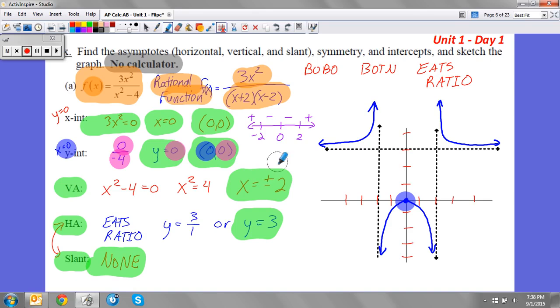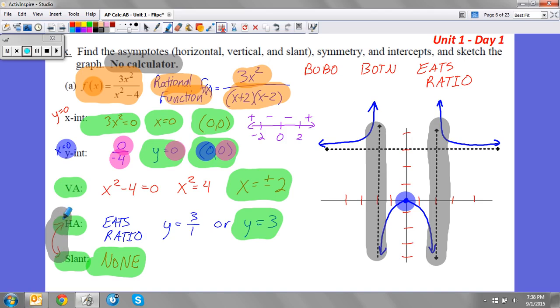So we have positive and negative 2. And you see those here, negative 2, and then you see the positive 2 VAs drawn. Okay, let's go to our HA. I'll tell you right now, HA and slant asymptotes, you will have one or the other.